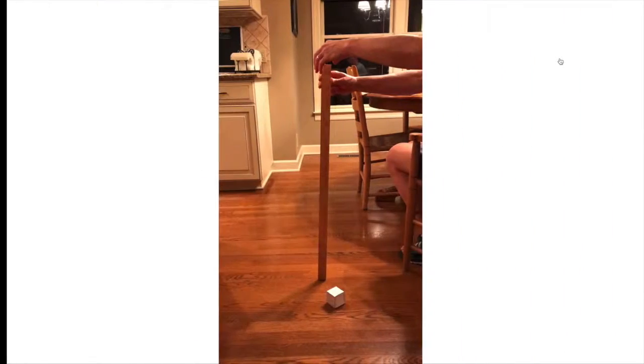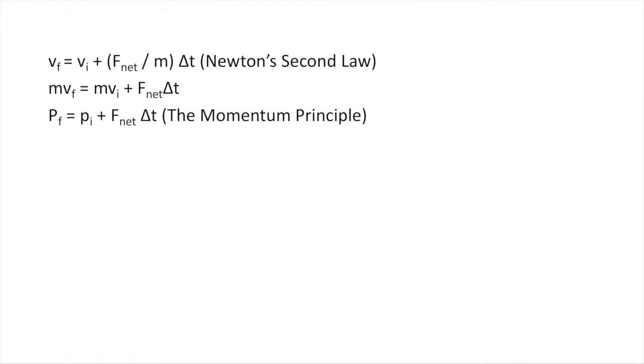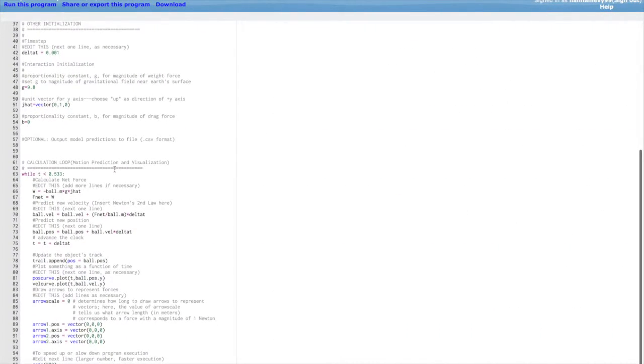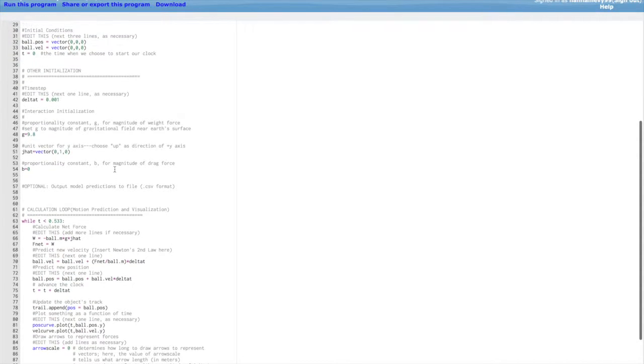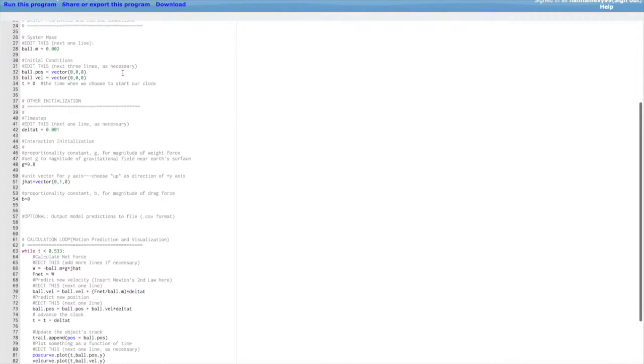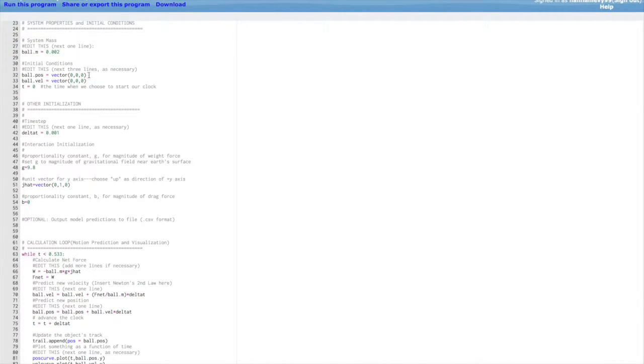My first consideration when creating my model was Newton's second law, which is shown by this equation. With some rearrangement of the variables in the equation, I obtained a statement of the momentum principle. Both of these physics principles were the basis for my code in VPython. First, I changed the mass of the object to 0.002 kilograms. I also changed the initial position and velocity of the object to reflect the conditions of the video.